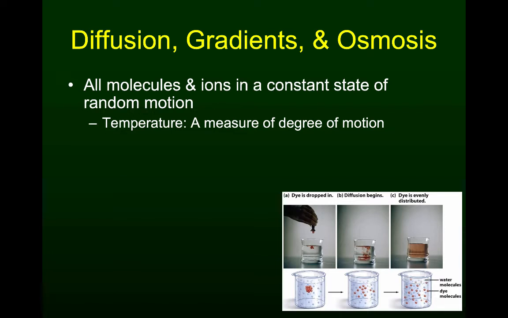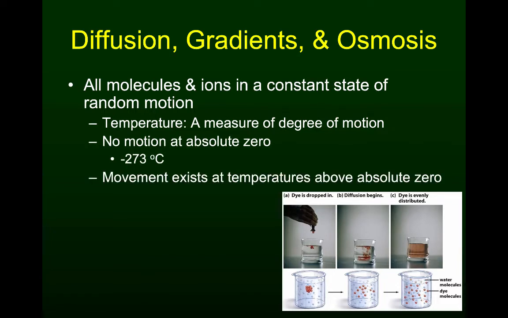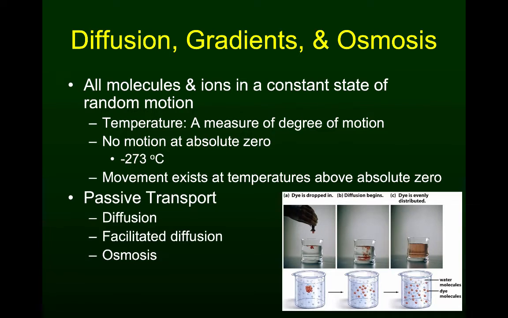Obviously, the higher the temperature, the faster those particles are going to vibrate back and forth in space. So, as long as you're above, like I said, absolute zero, movement exists. And I guess I said negative 274, it's actually negative 273, close enough. These particles are moving back and forth in space.